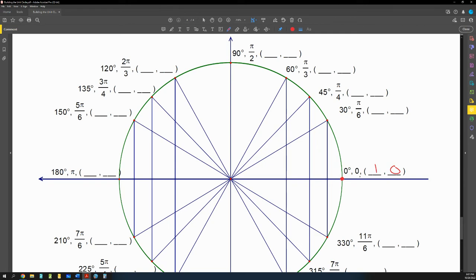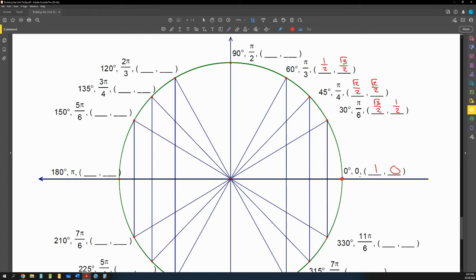30 degrees or pi over 6. Remember, that long side is our horizontal component, so that's our root 3 over 2. The short side is our vertical component, that's our 1 over 2, or 1/2. 45, that's our isosceles right triangle, that's going to be root 2 over 2, root 2 over 2. We just did that one. 60 is going to be just like 30, but flipped. So the short side is the horizontal component, 1/2, and the long side is root 3 over 2. That's our vertical component.